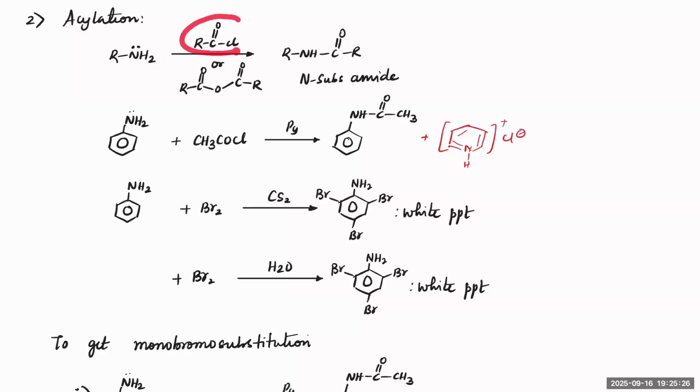See, amines, when you react with acid chlorides or anhydrides, it will become RNHC double bond O R. So it is an N-substituted amide.